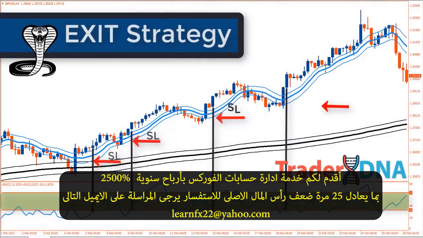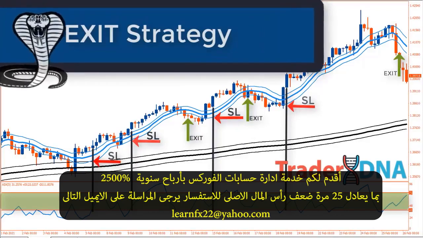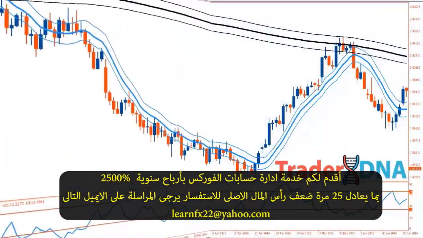Exit strategy. The exit is simply signaled when the price crosses and closes on the other side of the blue zone. So suppose you are in a long trade following the trend up. You would close out of the trade when the price crosses back down through the lower blue zone. And now, here are other examples of the new MADX Cobra trading strategy.